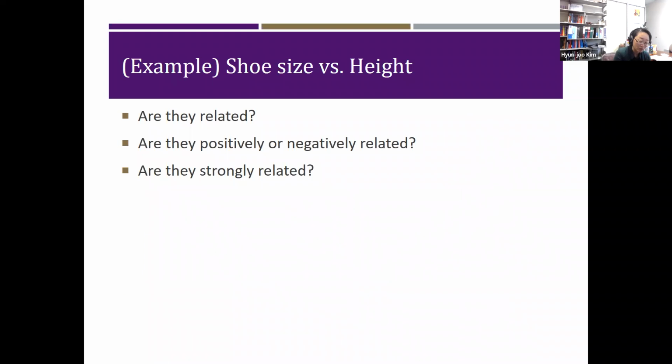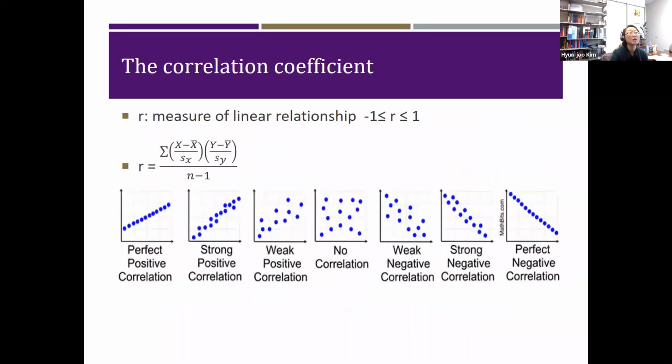And then you can think about other measures. The correlation coefficient is one measure that will tell us the direction, whether they are positively or negatively related, and whether they're tightly or loosely related. So we're going to talk about that. As a notation, we use R, the small r, and it's a measure of linear relationship. By definition, r will always be between -1 and 1.